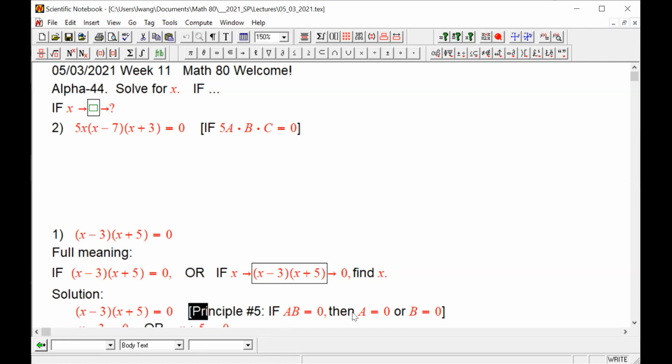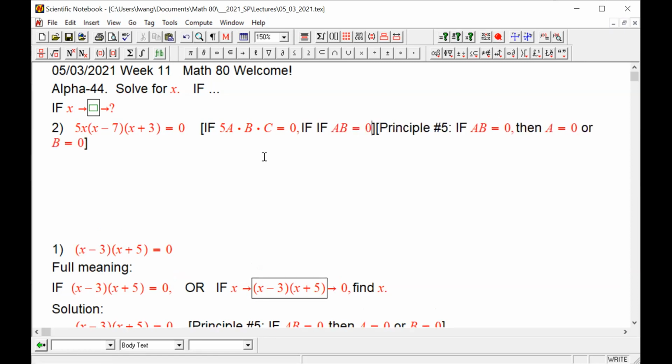Principle number 5 says, if the product of two numbers is 0, then what if you have ABC? Let me write it down. If the product of A times B times C is 0, what can you say? What can we say about ABC?